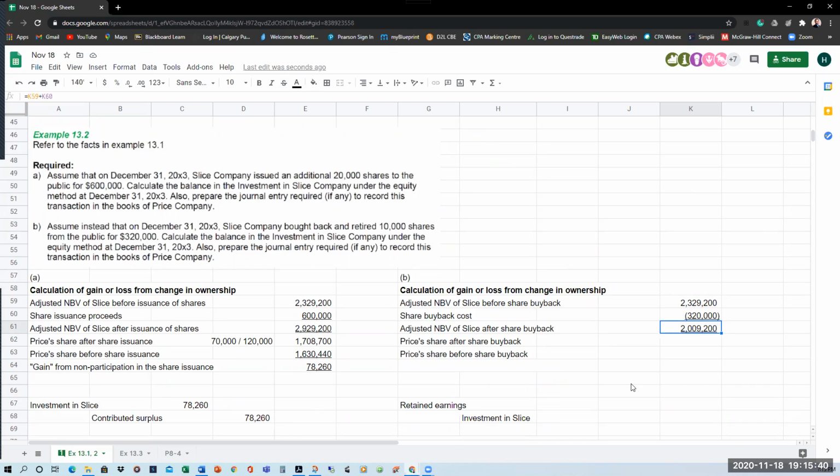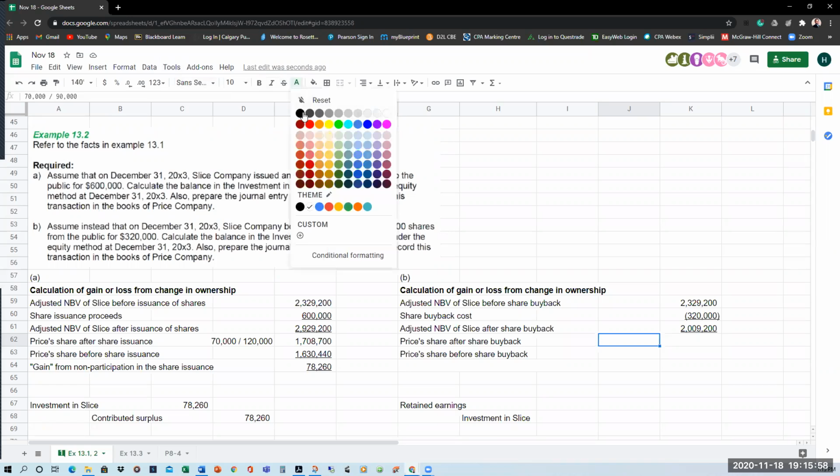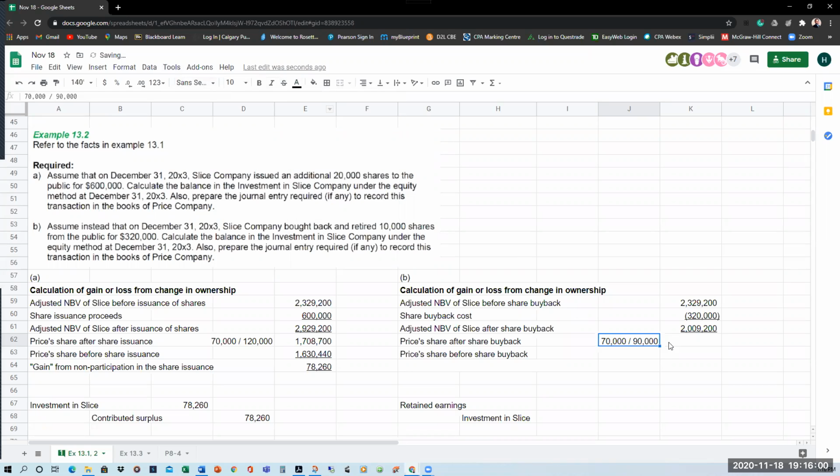But if you calculate 70,000 as a fraction of 90,000, it's more than 70% now, right? 70 out of 90 is 77.777%. So again, I recommend that you stick to fractions. The fractional ownership basically is 7/9, 70 out of 90,000. So if you multiply the $2,009,200 by 7/9, you get a nice little number, 1,562,711.